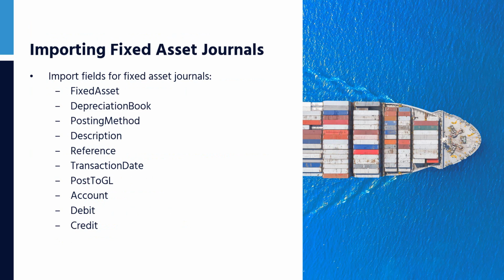And then the fixed asset journals, they have their own bunch of fields as well. So the fixed asset is actually the code. So again, it's a different name for the same field, just to create that extra level of protection. You've got your depreciation book, your posting method. So that in this context is your acquisition or depreciation. Your description and reference is up to you. The transaction date we'll talk about in a moment in the context of an example.